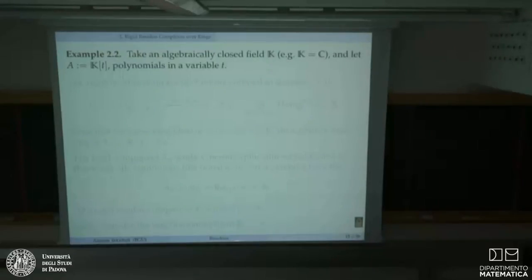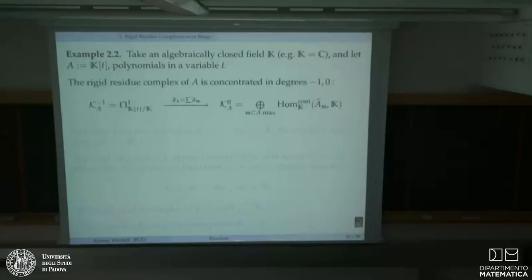So here's a very explicit example, the most simple-minded example you can have. We take the affine line over an algebraically closed field. You can pretend it's the complex numbers, because then your residues can have the classical form of just integrals on paths. Let me write T for the parameter. I'm going to tell you what the rigid residue complex of the affine line is, and then try to calculate a trace and see what the problem is.